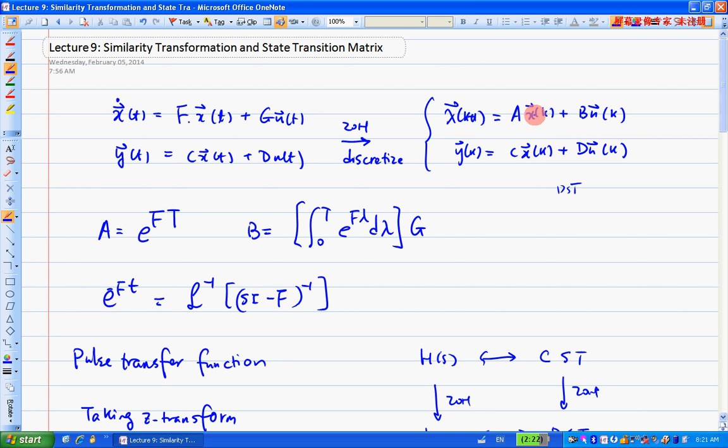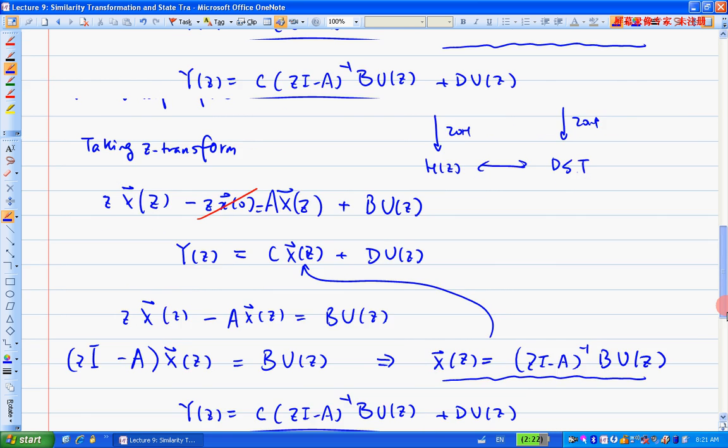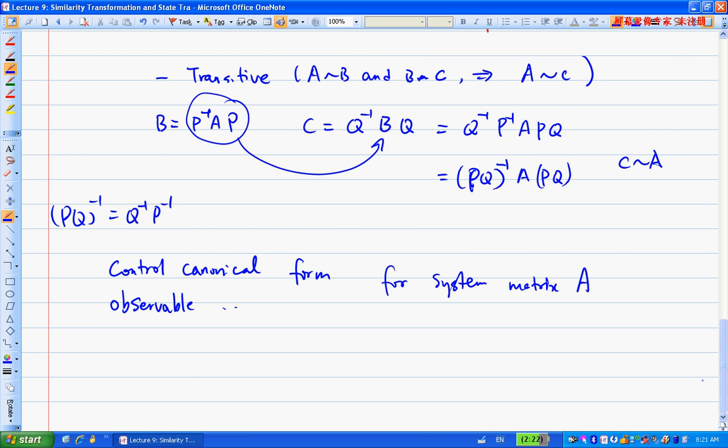If there's infinite, basically it means there are infinite number of matrix A here for the same system. And there are a couple of them of particular interest to us. One is this control canonical, the other is this observable canonical. Actually, there's another one called diagonal form. So those are of particular interest.